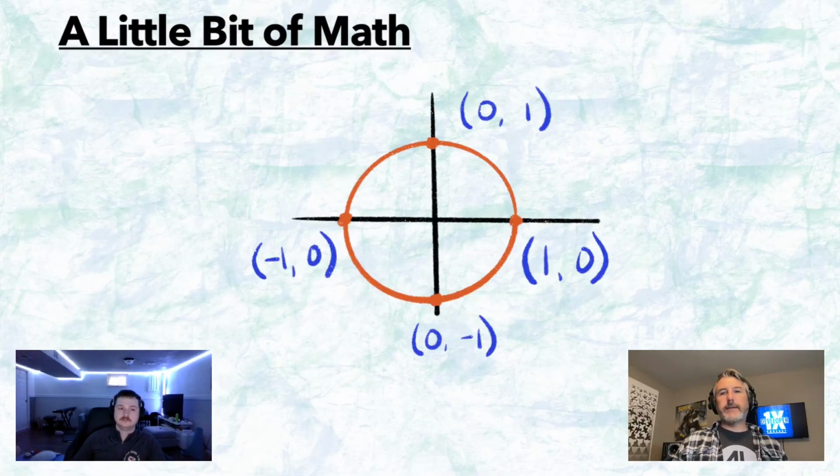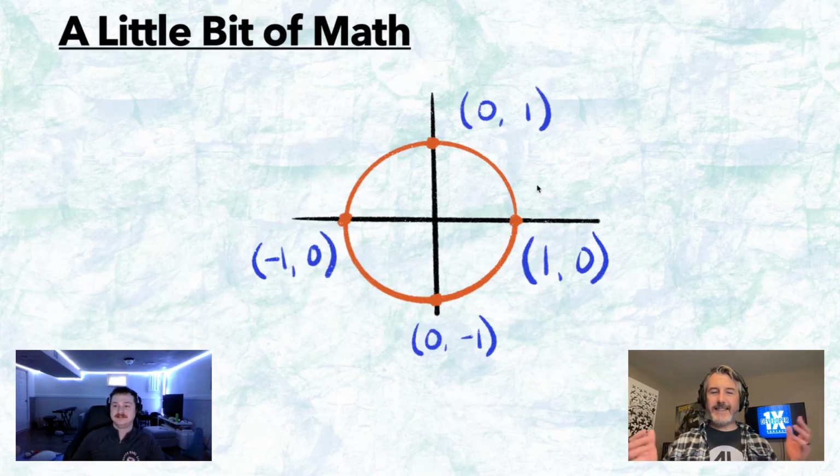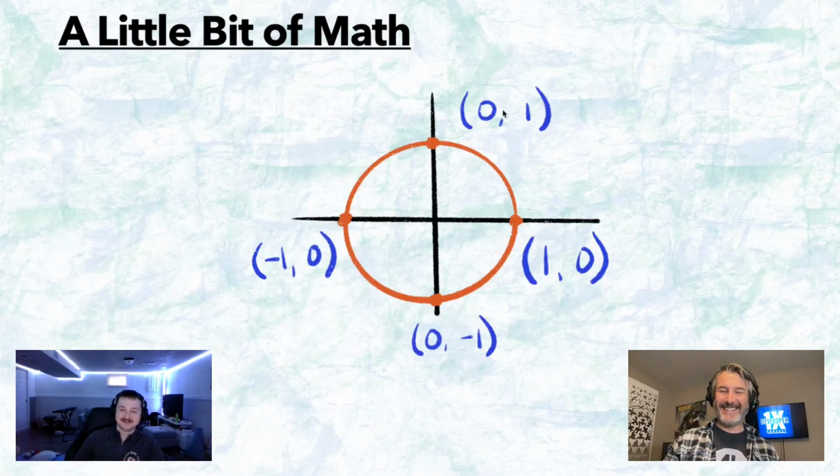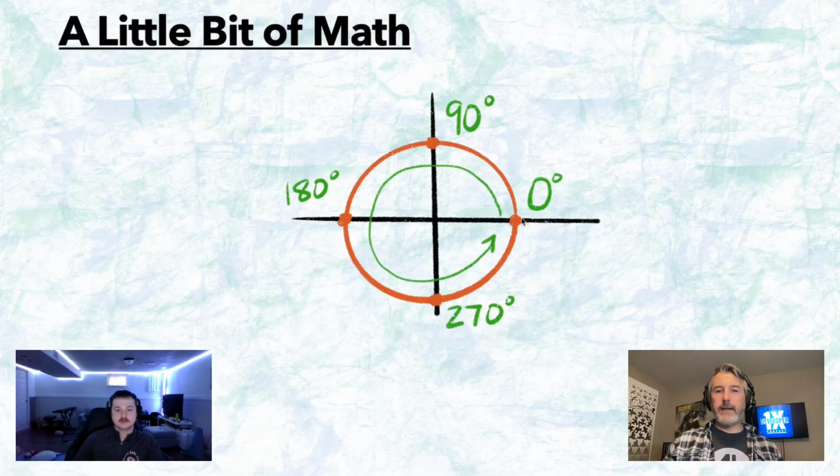All right, Colin, you're going to have to help me out here. Let's talk about sine waves. Okay, this is a unit circle. Yes, this is a unit circle. So this is a circle with a radius of 1, right? So you've got (1, 0), (0, 1). I think we're all familiar with this. If you're going around the circle, starting from the point (1, 0), counterclockwise, what you end up with is 0 degrees, 90 degrees, 180 degrees, 270, right?